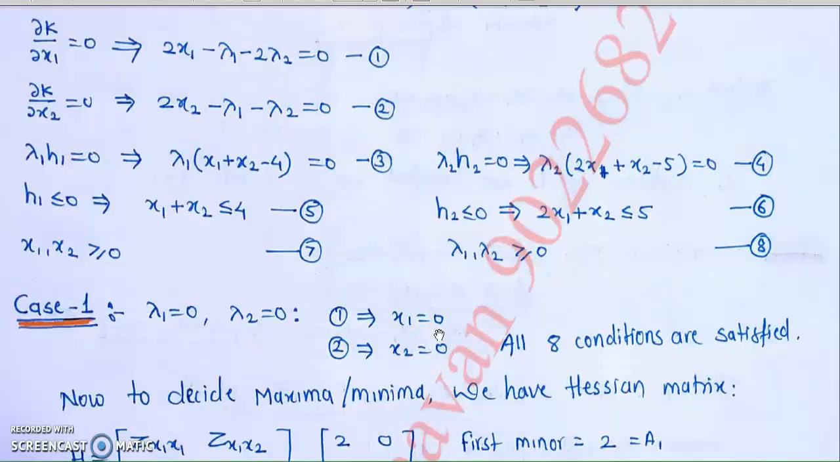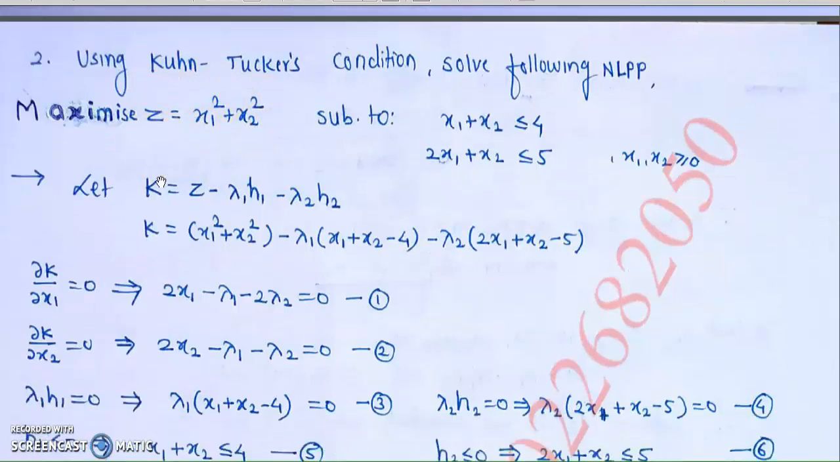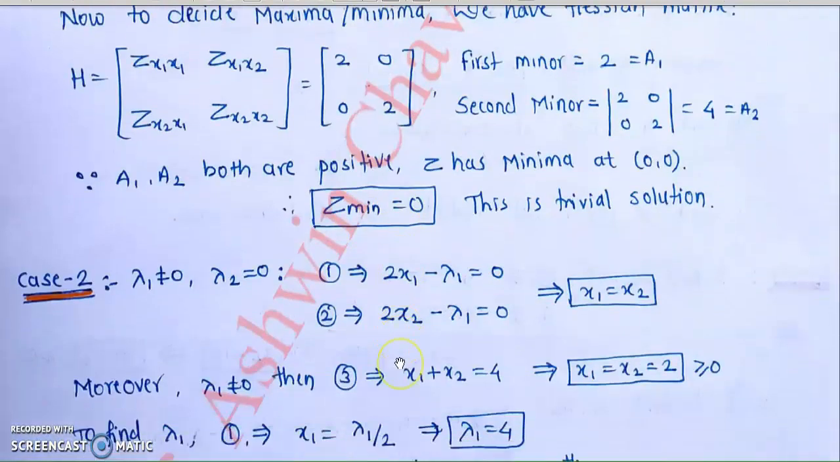When all variables are 0, such a solution is called a trivial solution. I repeat, when all variables are 0, they always satisfy all the conditions, and we also get the z value as 0. That's why this solution is called a trivial solution. We got z equal to 0.